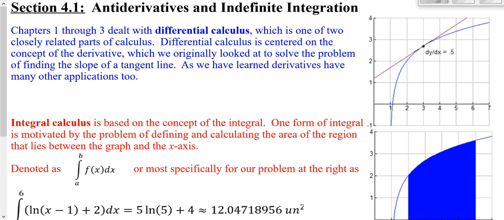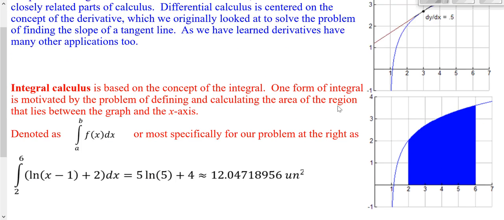The first few chapters of Calc here have dealt with differential calculus. In other words, we're taking the derivative, which you guys should remember is really looking at the slope of a tangent line at a certain point. And we've looked at some of the applications of derivatives. Well, pretty much in math, if you can do something one way, there's always the reverse operation. We're now going to start moving into integral calculus, which happens to be the reverse operation of taking the derivative. But it also happens to be related to finding the area underneath of a curve.